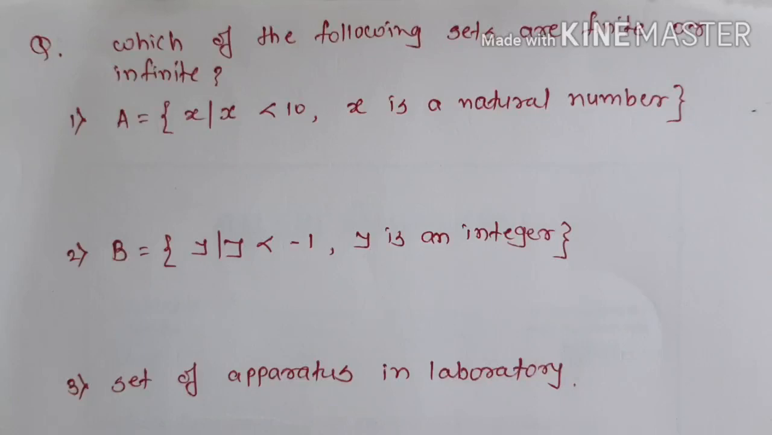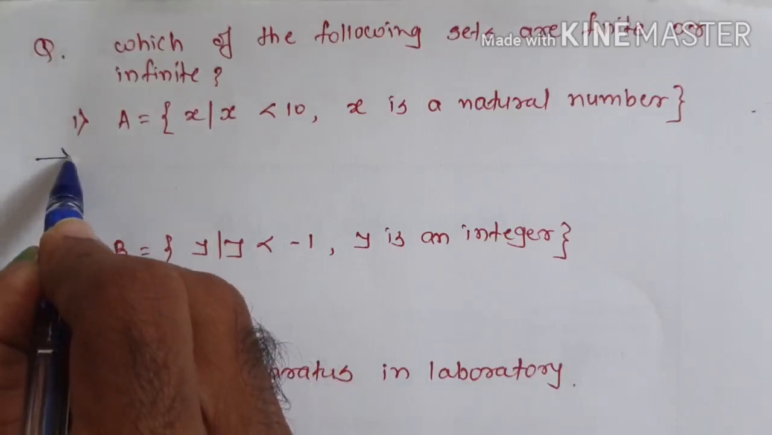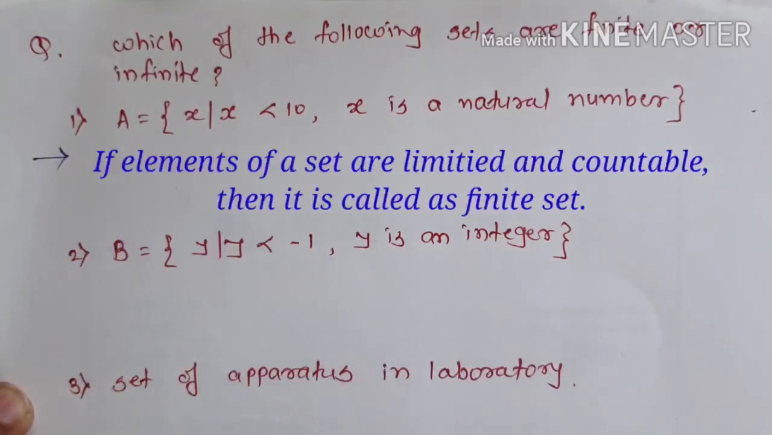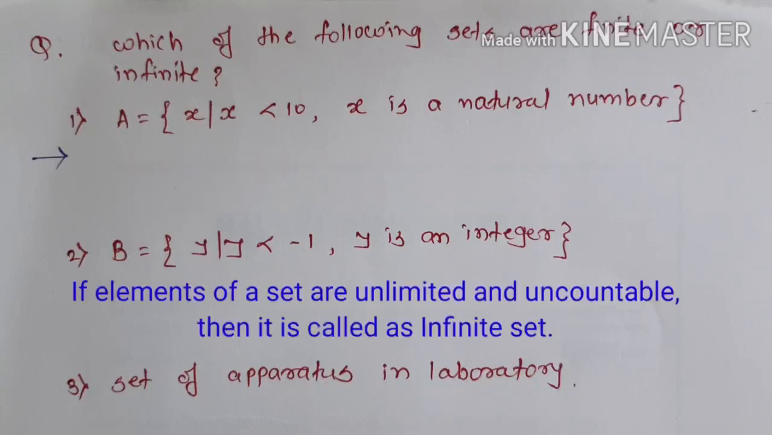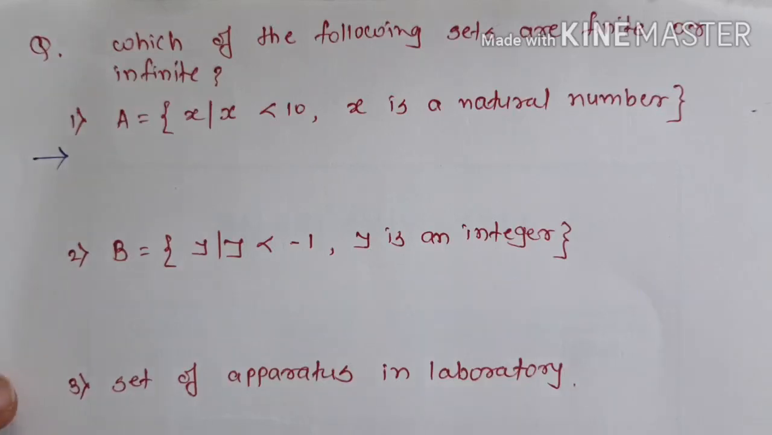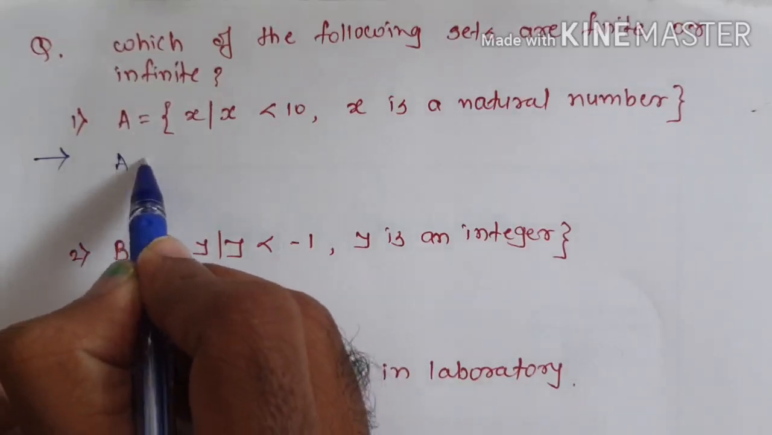Now we'll solve the next question. Which of the following sets are finite or infinite? We have earlier studied the definition of finite sets and infinite sets. If the elements of a set are limited and countable, then the set is called a finite set. On the other hand, if the elements of a set are unlimited and uncountable, then it is called an infinite set. By using these definitions, we'll solve the example.